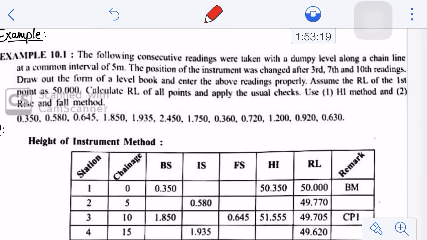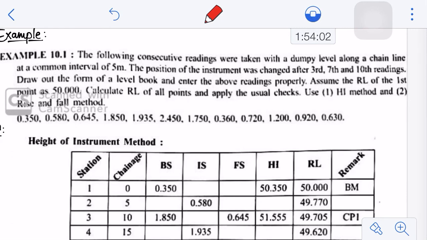Before making use of these methods, HI and rise and fall, we have to identify whether each observation is indicating BS or IS and so on. So let's start simplifying these readings for the calculations. The first reading is 0.350, and as you move from 0.350 to 0.630, that 0.630 is the 12th reading. So you have a total of 12 readings available. The first reading is always recorded as BS, and the last reading is always recorded as FS. So it is very clear that your 0.350 and your 0.630 are your BS and FS, right?